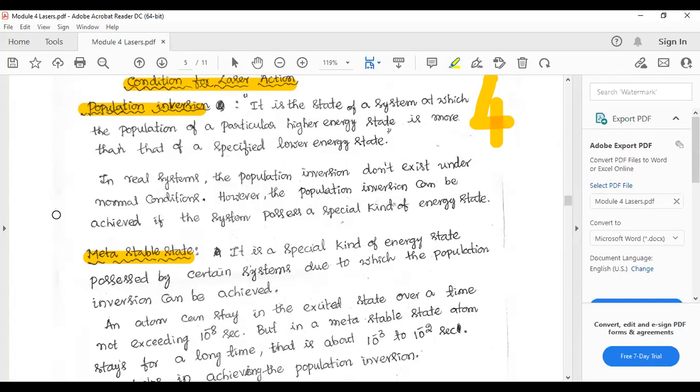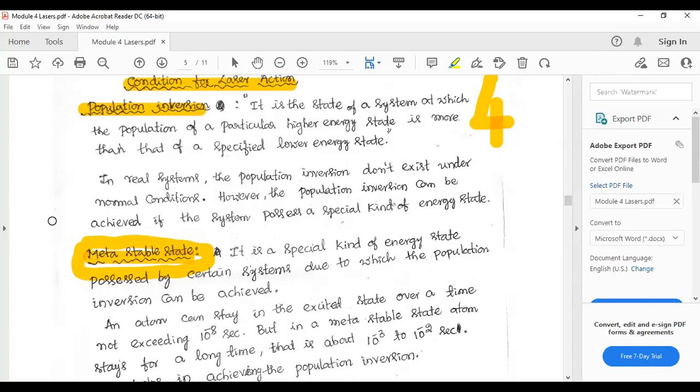That's it. How can this be achieved? That is the next question. That will be answered by the concept of the metastable state. To achieve this population inversion, we have to use materials which have metastable excited states.